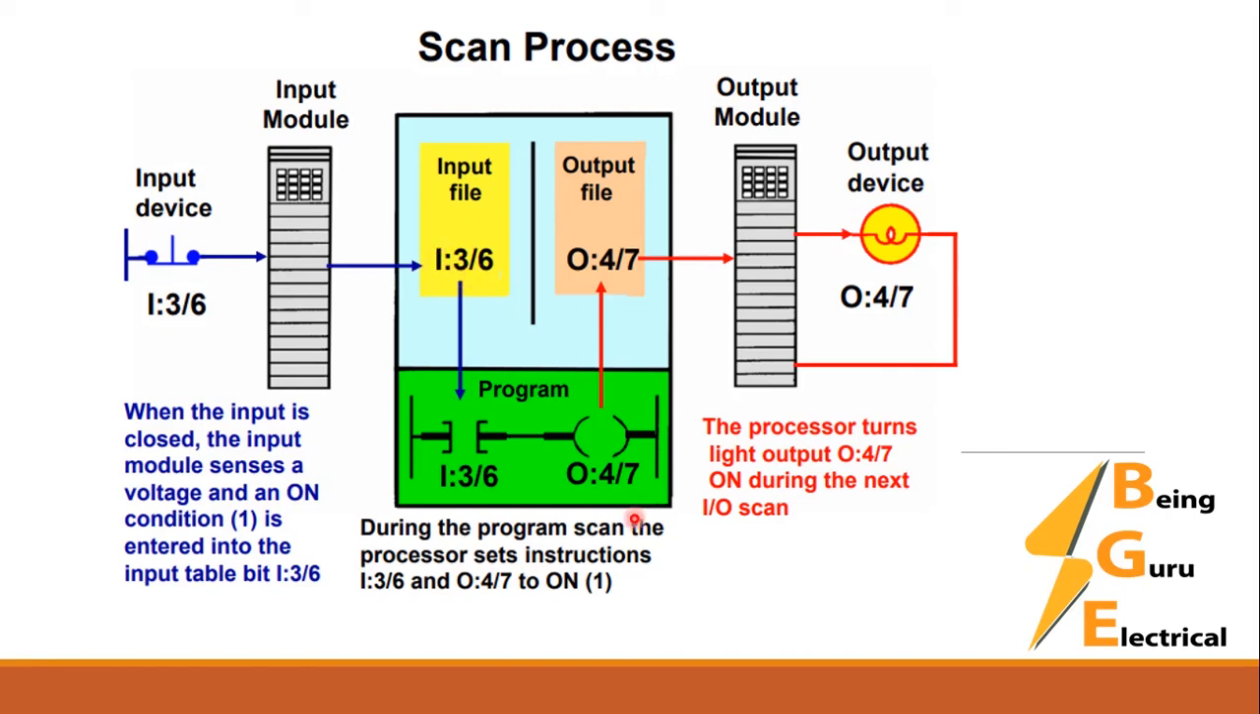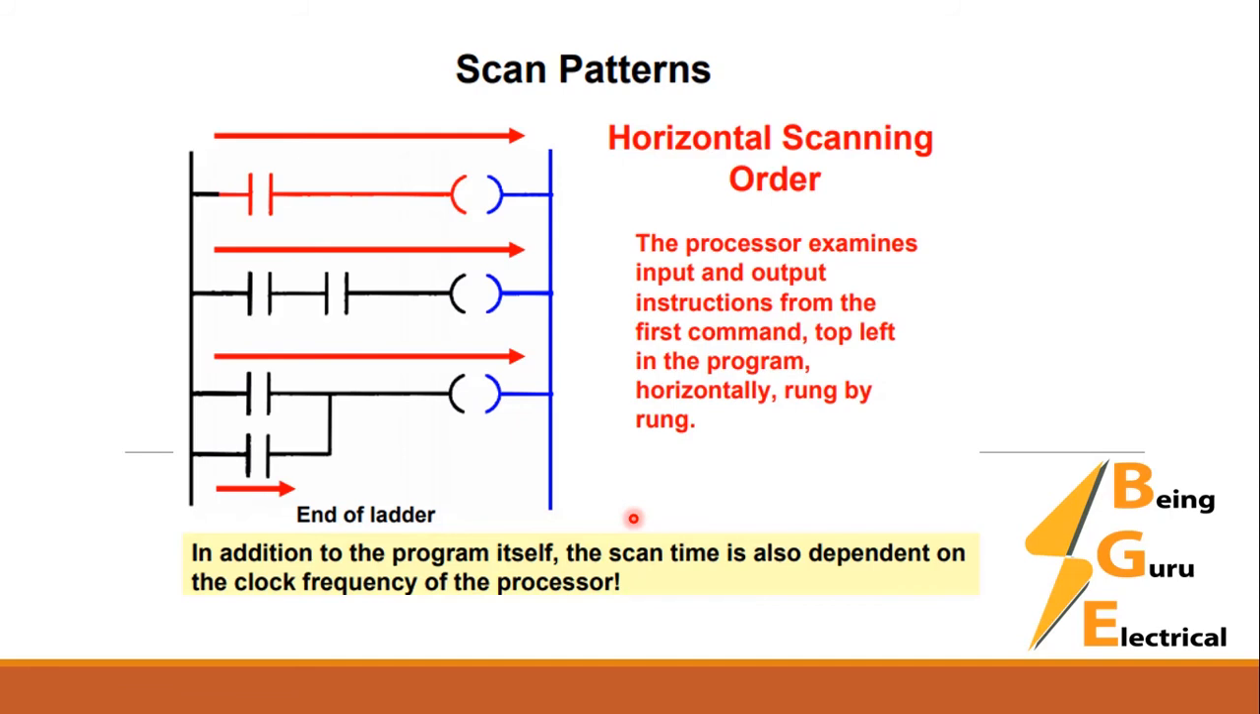Then we have scan pattern. We have two types of scan pattern. One is horizontal and one is vertical. In the horizontal, the process examines input and output instructions from the first command. So this is first command, this is second, third. One thing more, this we have ladder, we call it rung. So this is rung 1, rung 2, rung 3. So in horizontal scanning, our program is scanned from left to right and top to bottom. So first this rung is executed, then this rung is executed, then the third rung is executed, and then the end of the program. So this is the horizontal scanning.